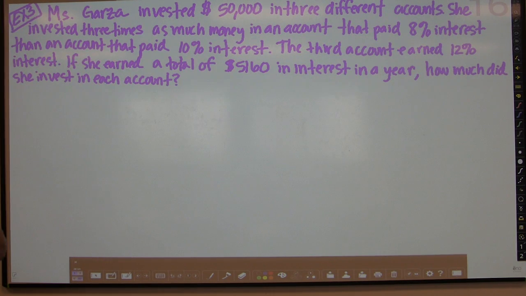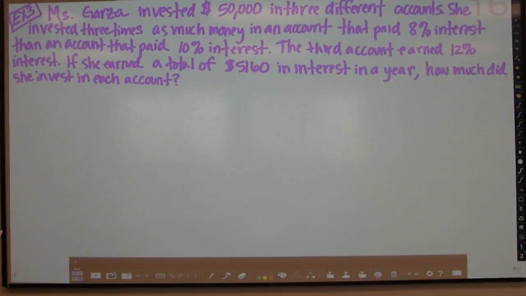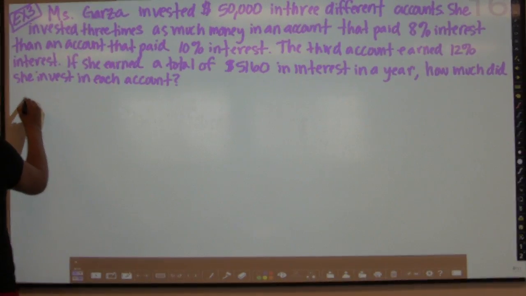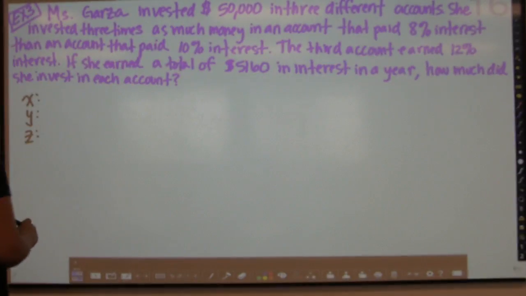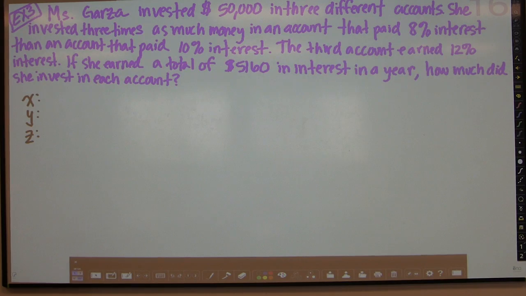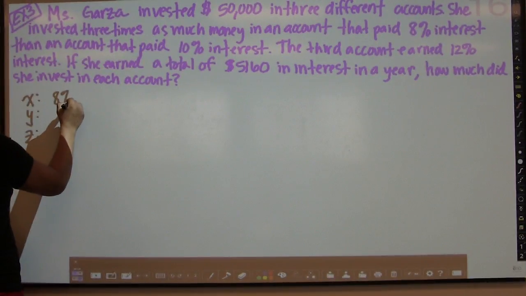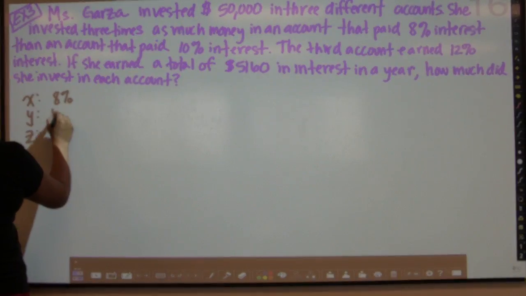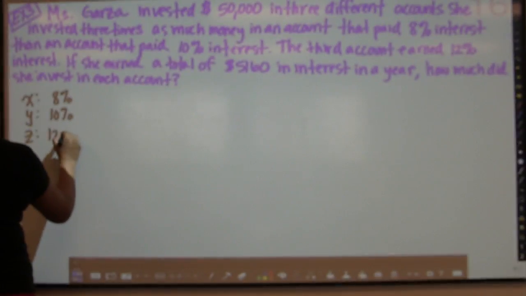It says, Miss Garza invested $50,000 in 3 different accounts. Okay, so basically we have to identify those accounts. So there's three different ones. I'm just going to call them X, Y, and Z. Okay, she invested 3 times as much money in an account that paid 8% interest. So one of our accounts is 8% interest. Then an account that paid 10% interest, so we have a 10% interest account. And then we have a 12% interest account.